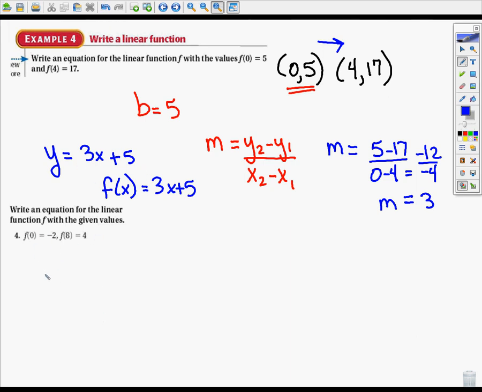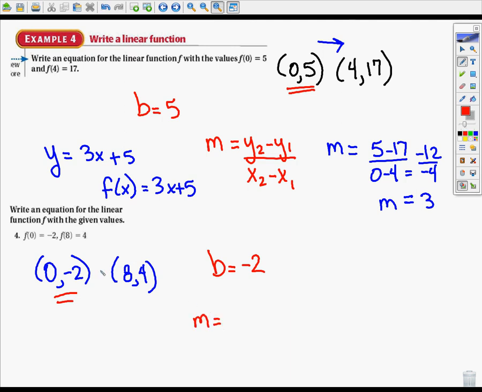Let's do one more of these because I know we're still getting familiar with function form, sorry. So f of 0 equals negative 2 means I have the point 0, negative 2. F of 8 equals 4, so when x equals 8, y equals 4. And again, here is my y-intercept. It is the y value when x is 0. So the y-intercept is negative 2.